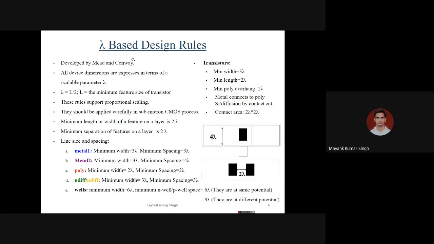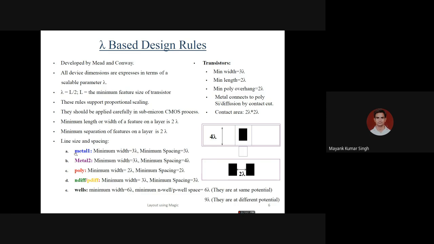Based on this lambda design, we can size our layout. For transistors, the minimum width is 3 lambda and the minimum length is 2 lambda. For poly overhang, this is 2 lambda. We will see everything in the session, where Puneet will show you how much is the 2 lambda and how much is the 3 lambda. Everything we will see in the layout session.